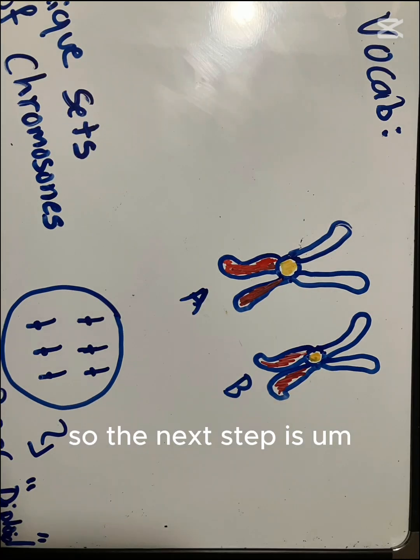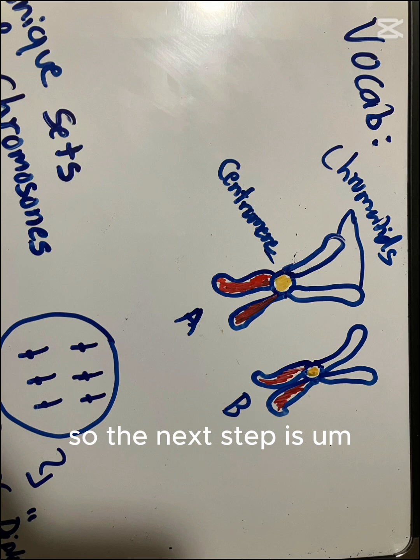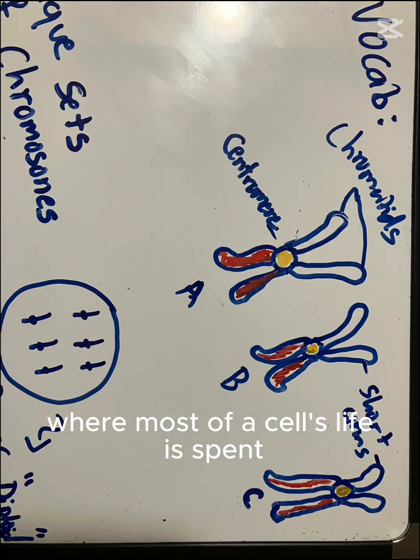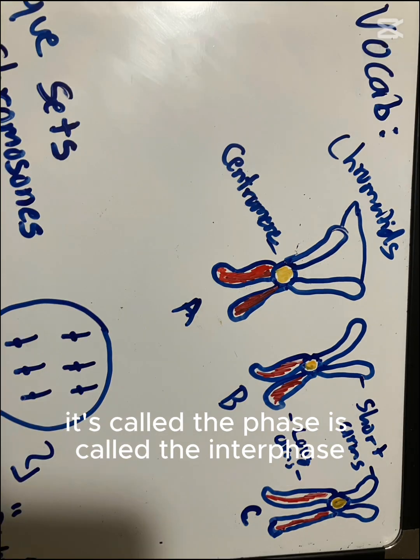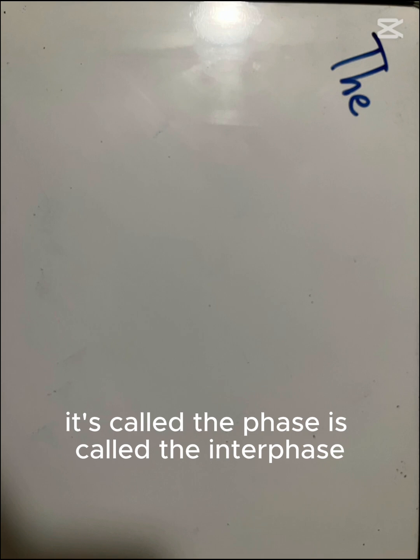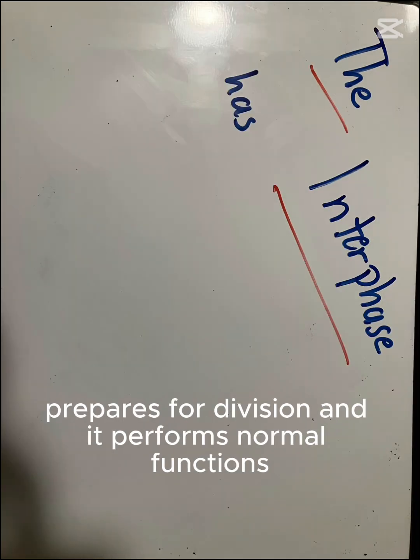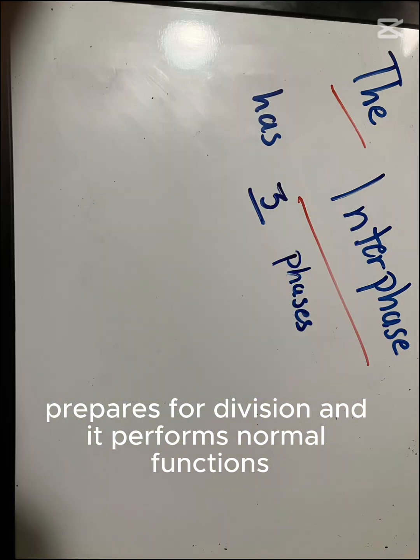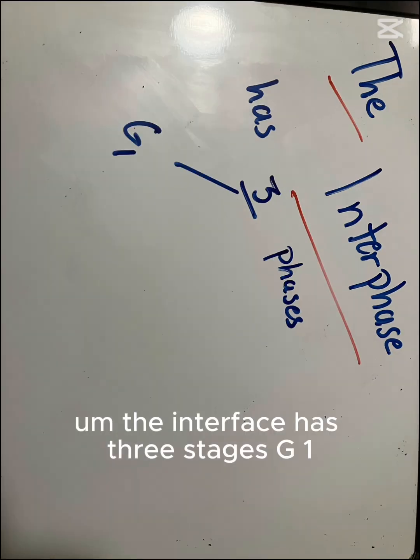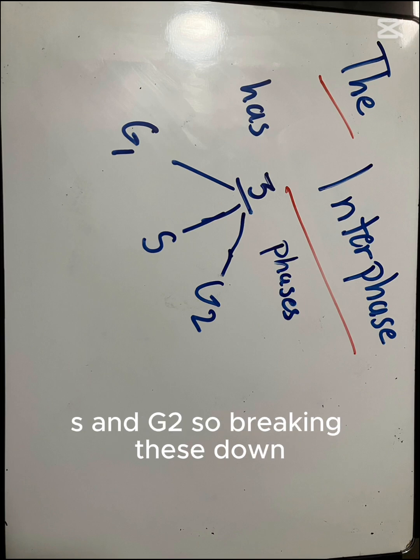The next step is where most of a cell's life is spent. The phase is called interphase. This is where the cell grows, prepares for division, and performs normal functions. Interphase has three stages: G1, S, and G2.